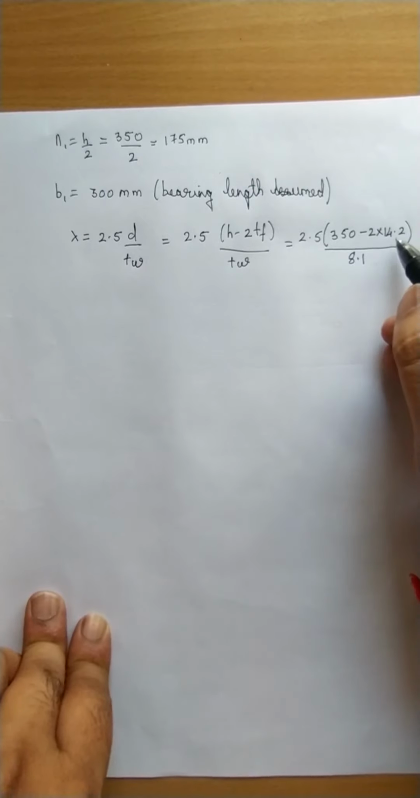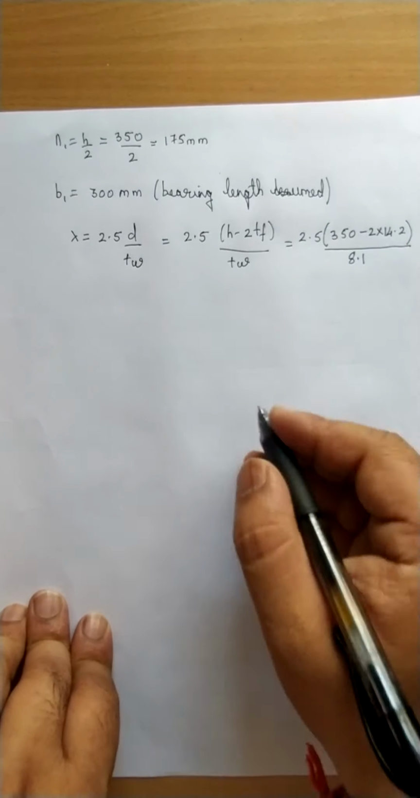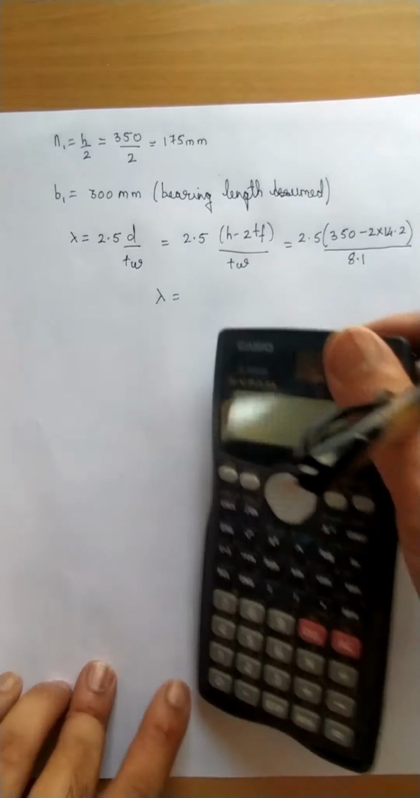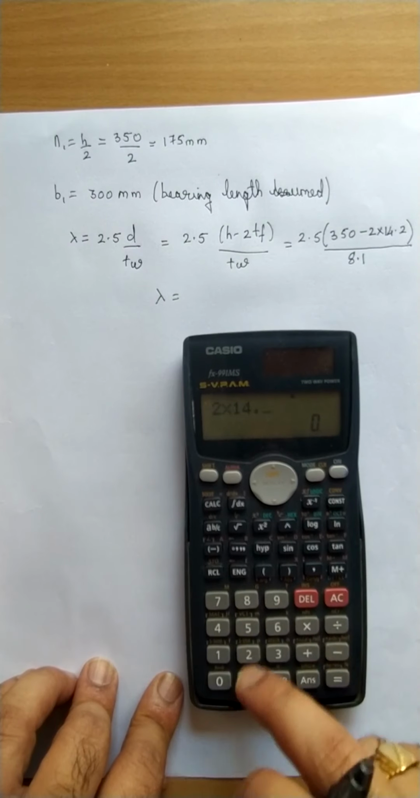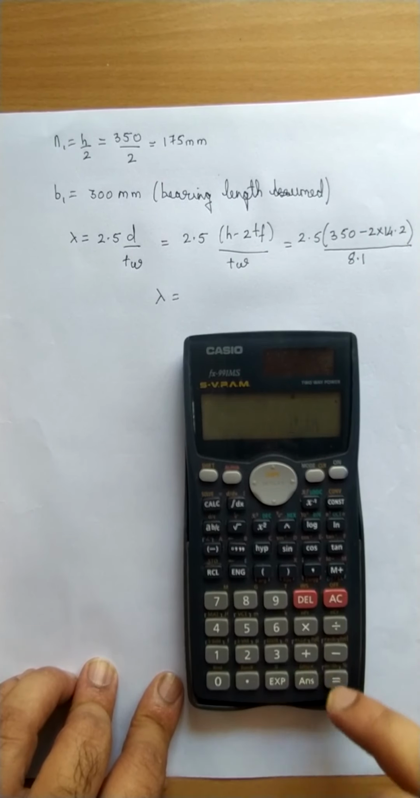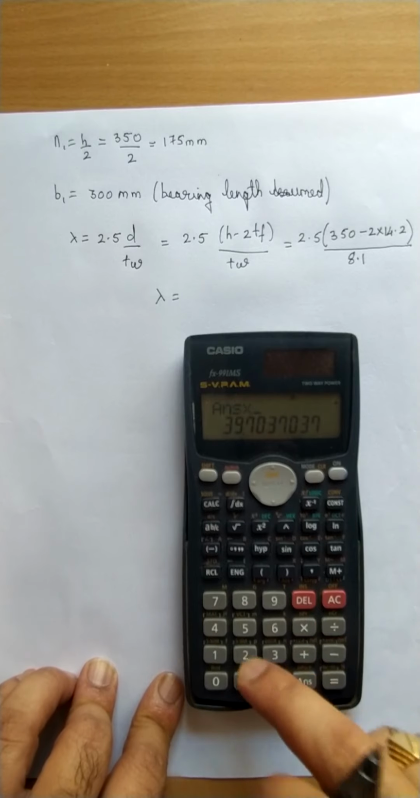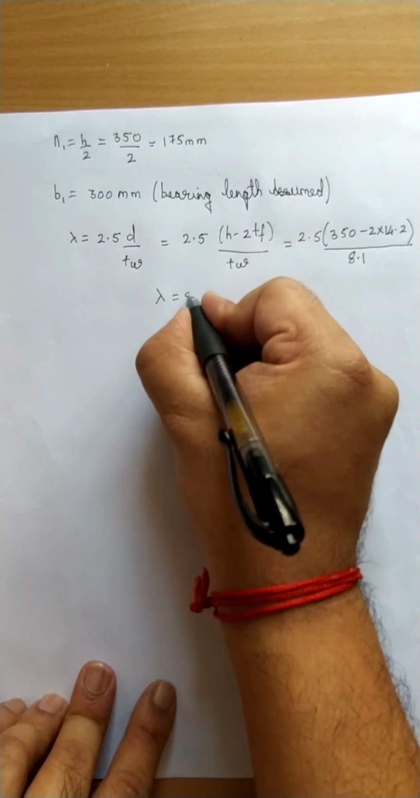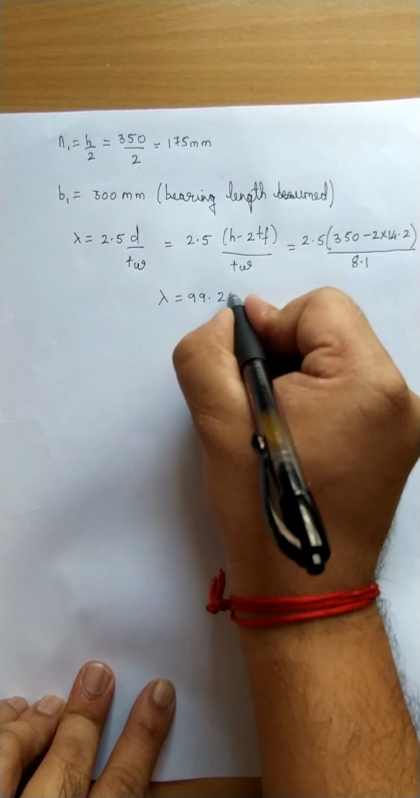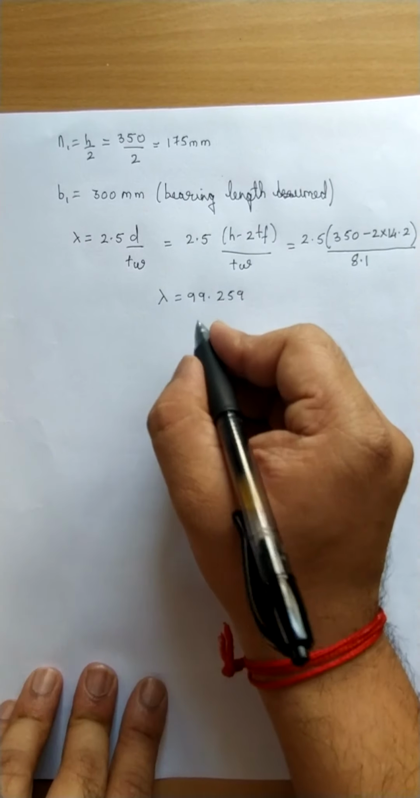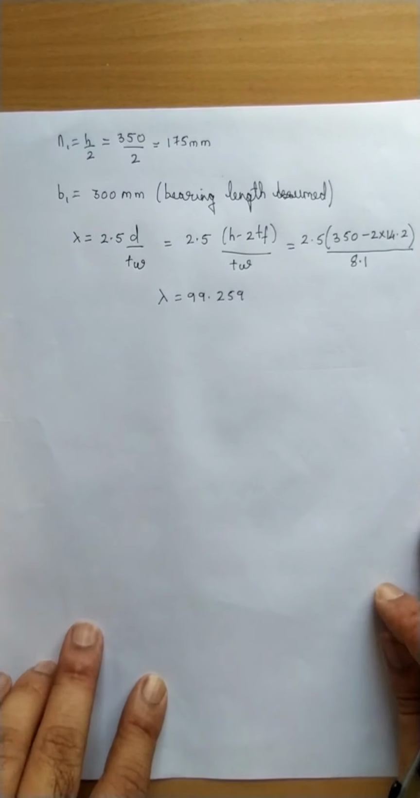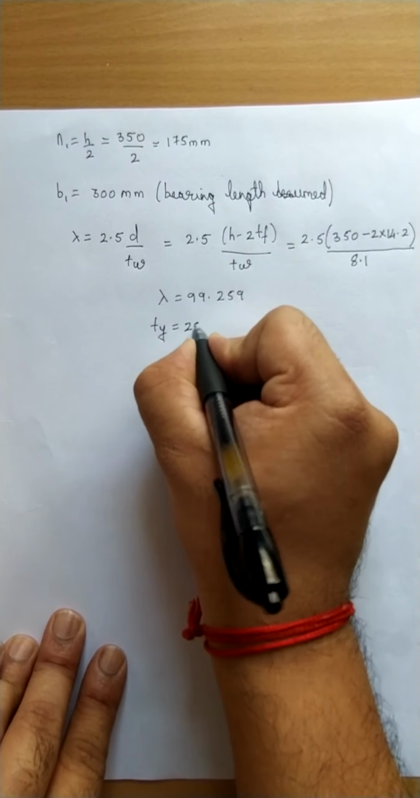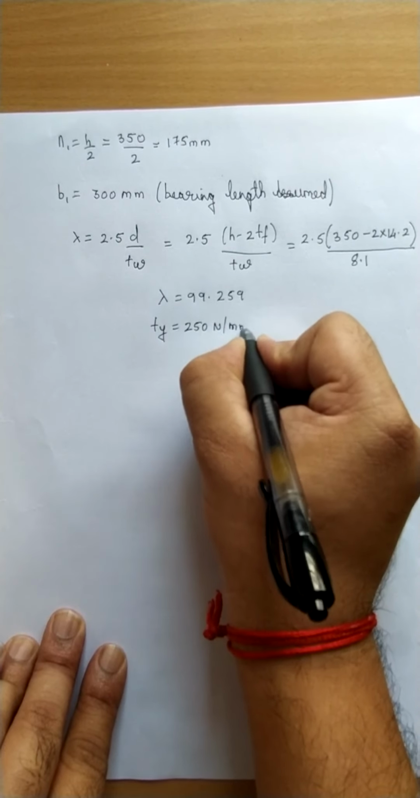So remember, thickness of flange is 14.2 and thickness of web is 8.1. So let us compute how much this is. This is working out to be 99.259. So we have now the lambda value. Why are we calculating this lambda? Because we want the value of FCD. So we have lambda, and Fy we already know is 250 Newton per mm square.